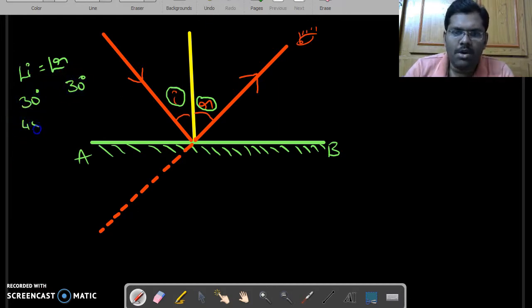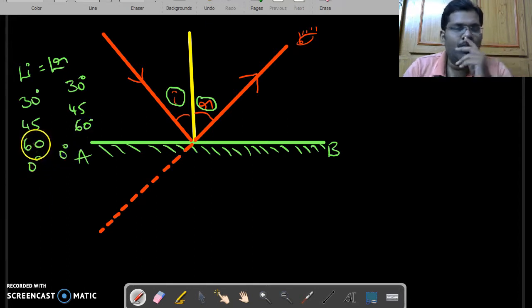If we take 45, here also it will be 45. If we take 60, here also it will be 60. If we take 0, here also it will be 0. So what does the 0 indicate here? So 0 is the angle which is taken from the normal.